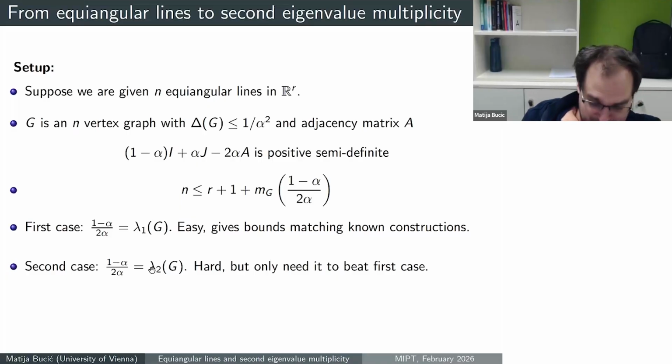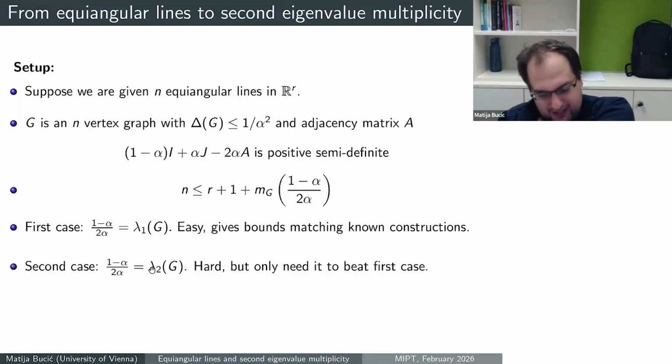It's still very interesting and highly non-trivial, as you'll see, but much more manageable. So this is what we'll be focusing on. So really I will be assuming that this 1 minus alpha over 2 alpha is the second largest eigenvalue. And for that to really be fine, I also need to deal with the third, fourth, fifth, and up to nth case. But actually, none of these can happen.